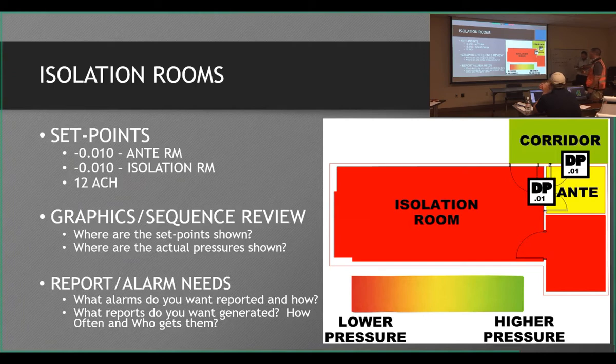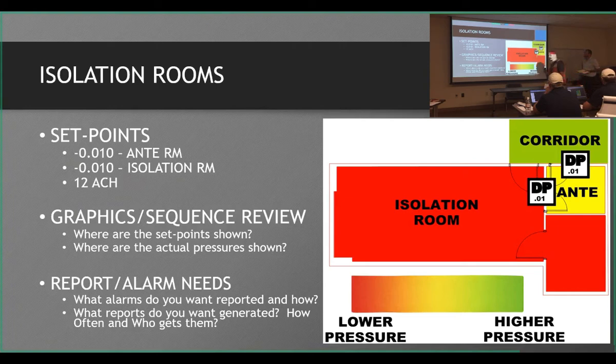One between the corridor and the ante, one between the ante and the isolation room. We don't measure between the corridor and the isolation room because when someone's in there, no one should be using this door. This door should only be used to get a person into the room, right? So people should not be using that corridor door to go in.